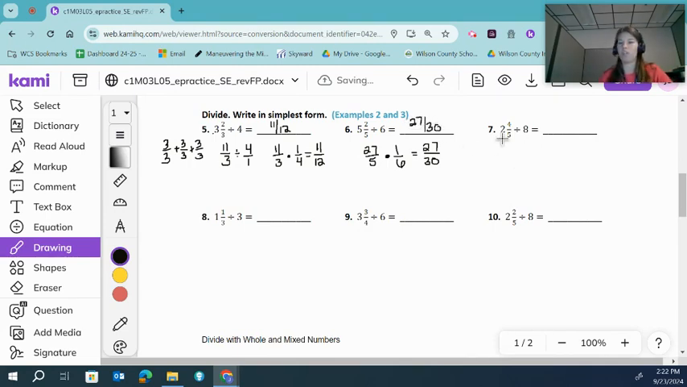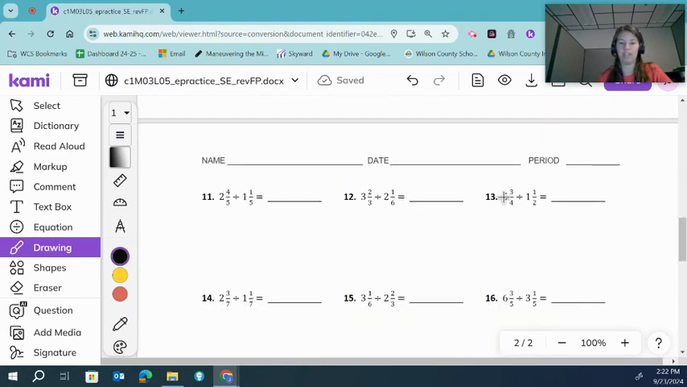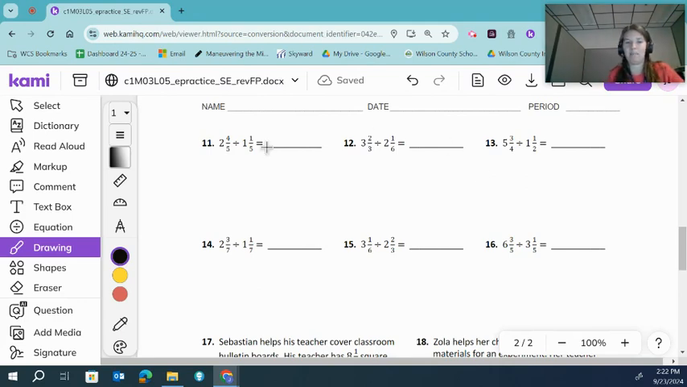Okay, there's a couple more to try with those whole numbers. I want to come down and take a look at these that have two mixed numbers. Okay, so we have 2 and 4/5 divided by 1 and 1/5. I need to turn them both into improper fractions. Okay, so 2 times 5 is 10, plus my 4 is 14 fifths. Multiply by the reciprocal. Before I do that, I have to turn this into an improper fraction. 1 times 5 is 5, plus 1 is 6 fifths.